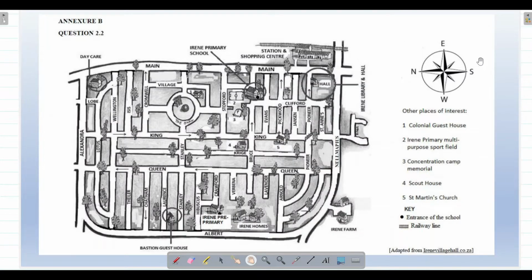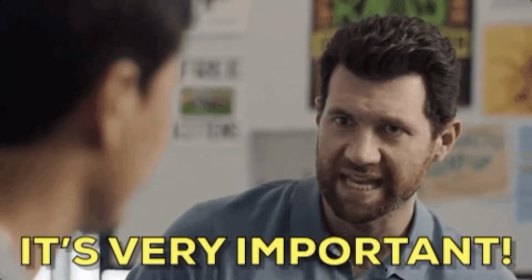We are basically given a compass here on the top right, that indicates to us where our north is. So our north in this case is on our left. Our east is at the top, the south is on the right, and the west is at the bottom. So this compass, guys, is very important.